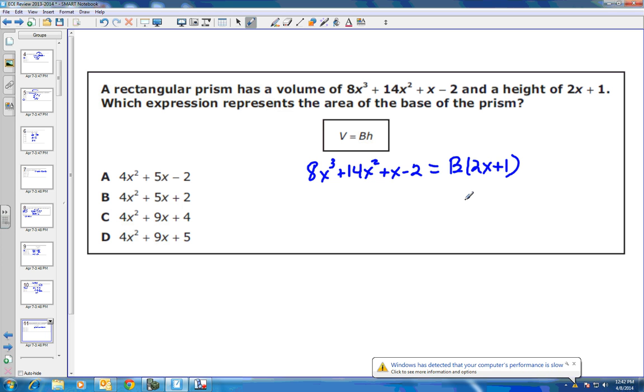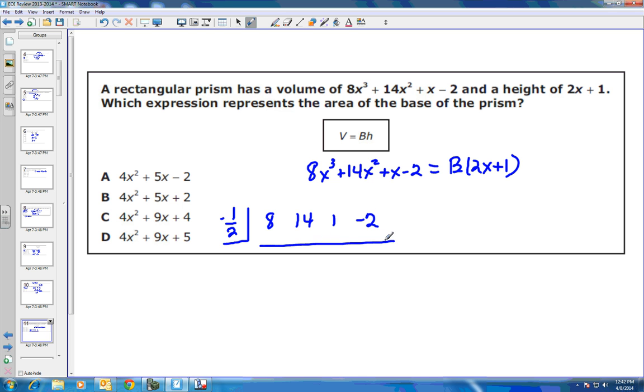Good. In my box is negative 1/2. Now, I have my 8, my 14, my 1, and my negative 2. I'm bringing down my 8. 8 times negative 1/2 is negative 4. Add them up, I get 10. 10 times negative 1/2 is negative 5. Add it up and I get negative 4. Negative 4 times negative 1/2 is 2. Add it up, I get 0. So that's good. I'm supposed to get 0. So it started off as x to the third. What is this going to start off as?